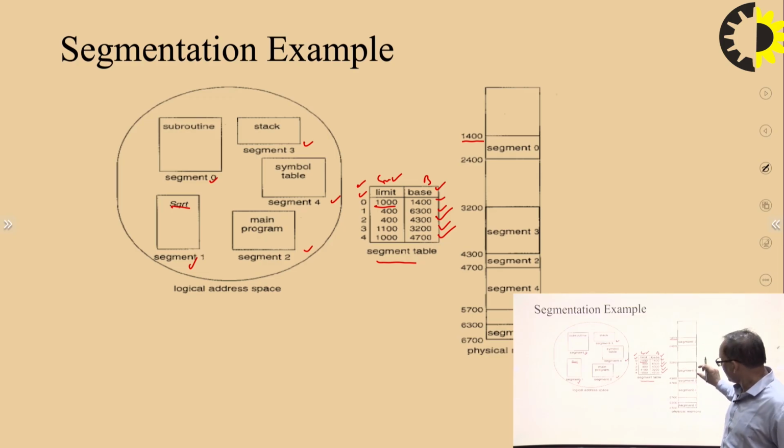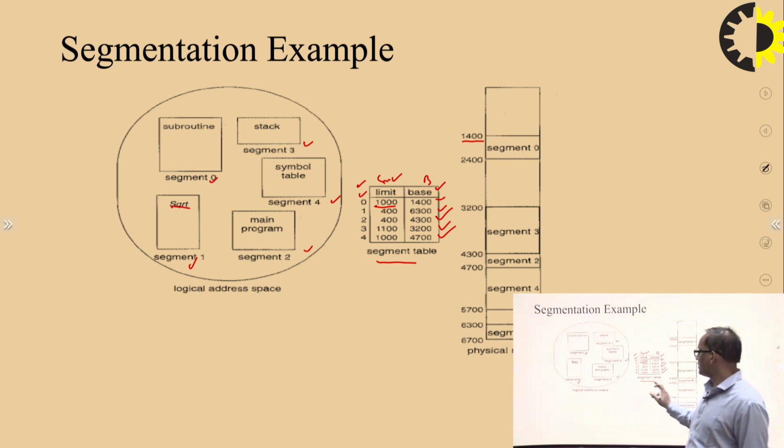After that, segment 3 is stored from this to this address, segment 2 is stored from this to this, segment 4 from this to this, and this is blank. It means segments are stored in a non-contiguous manner in the main memory.